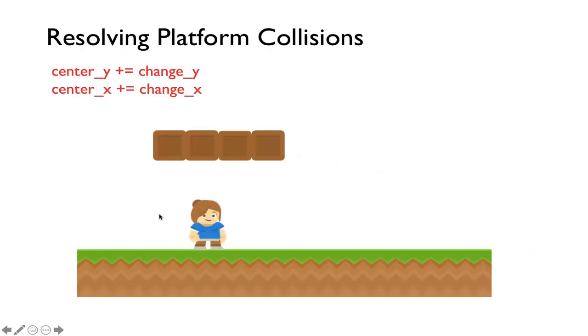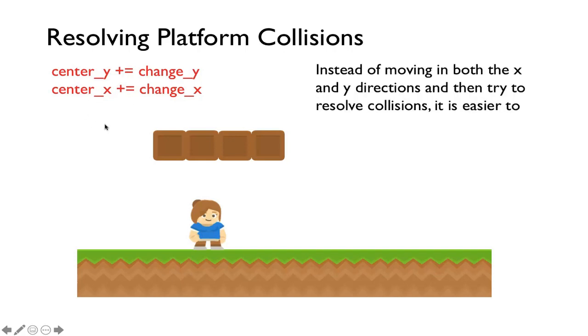Alright, so now that we've done that, let's talk about how to resolve platform collisions. Typically we update our position by adding velocity to our old position, but we don't want to do that altogether. What we want is, instead of moving in both directions, change y and change x together, we move in one direction, then resolve collision, then move in the other direction, then resolve collision.